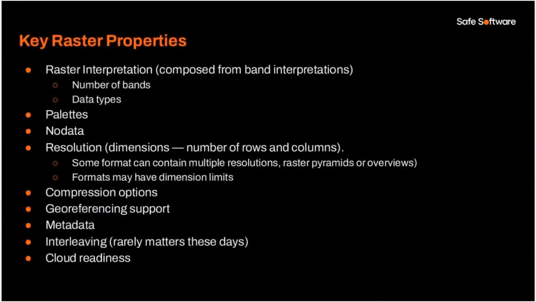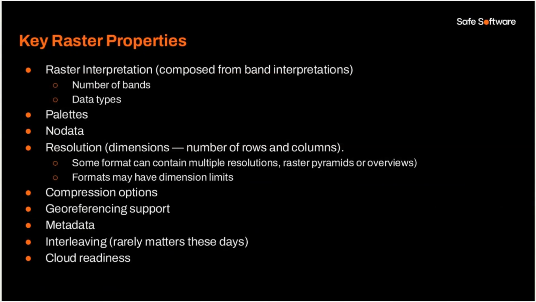Raster properties are like the building blocks of a raster. These fundamental properties include the number of bands it has and what data type is used in those bands. Palettes and no data values also influence how the raster is displayed and processed. Another key property is resolution, the number of rows and columns. Some formats can have multiple resolutions, while others may have dimension limits.